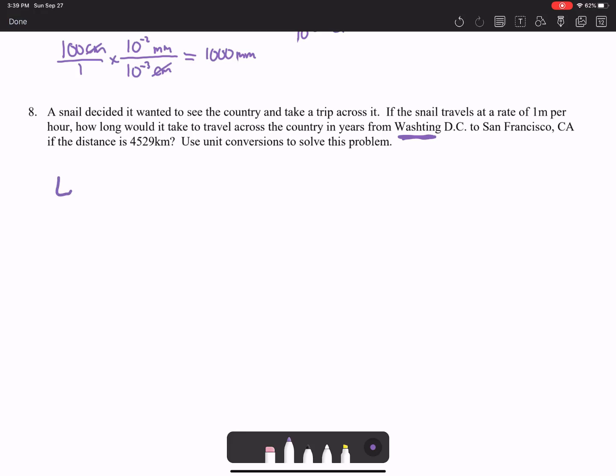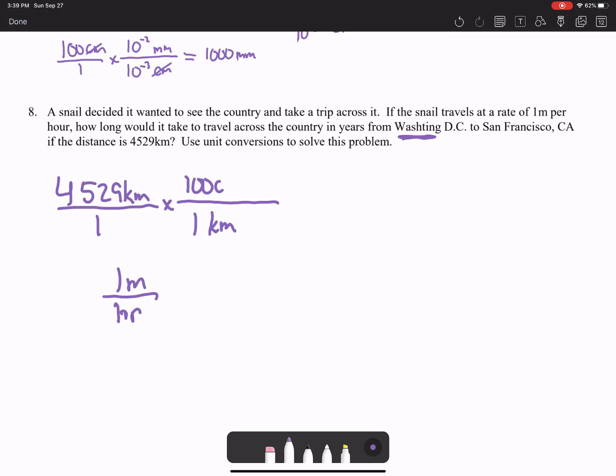So we're starting with 4,529 kilometers, and we're going to convert to hours. But we first need to get to years. So we have to convert first the kilometers to meters per hour because our rate is 1 meter per hour. So we've got to convert this kilometers to meters. And to do that, again, use the reference tables. We know that 1 kilometer is equal to 1,000 meters because the K equals 1,000, right?